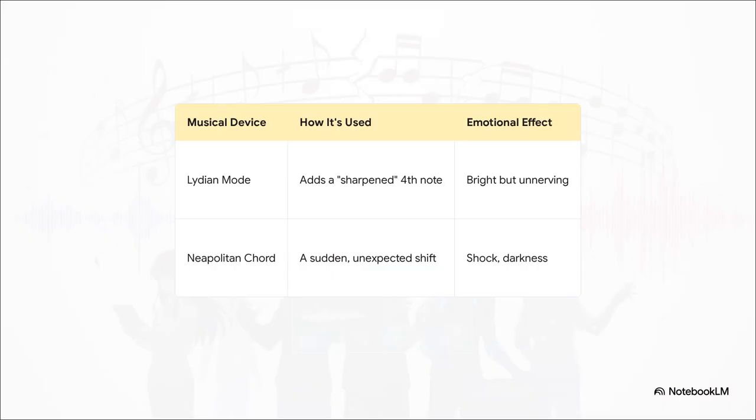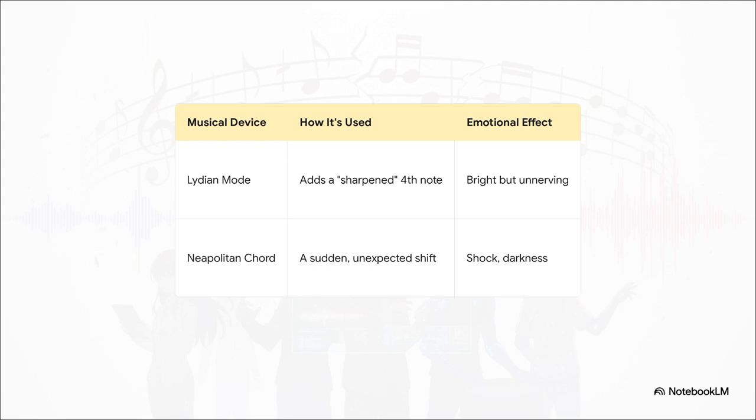And the composer isn't done yet. Oh no. On top of that already unnerving Lydian foundation, every once in a while, they just drop in this thing called a Neapolitan chord. It's this sudden, dark, totally unexpected shift in the harmony. It is literally the musical version of a jump scare.